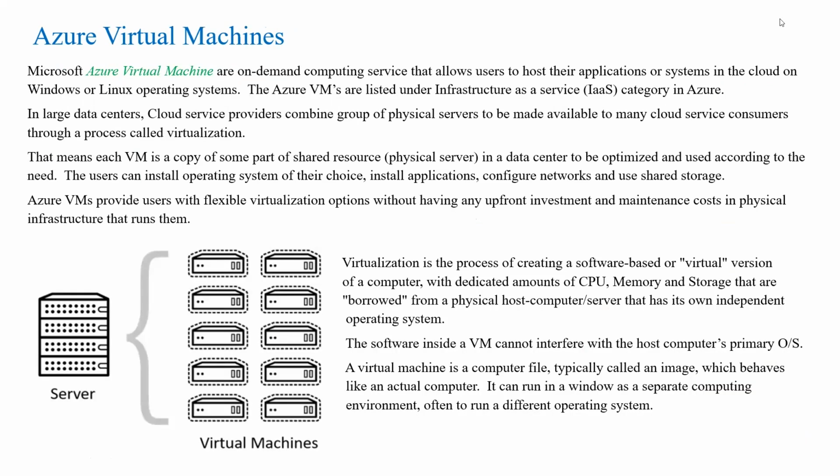So Microsoft Azure virtual machines are an on-demand computing service that allows users to host their applications or systems in the cloud on either Windows or Linux operating system. As of now, in Azure, only 2 operating systems are popularly supported with on-demand support service, Windows as well as Linux. Other operating systems, like Android and iOS, are available too. So Azure VMs are listed under the infrastructure as a service category in Azure. Why IaaS? Why infrastructure as a service?